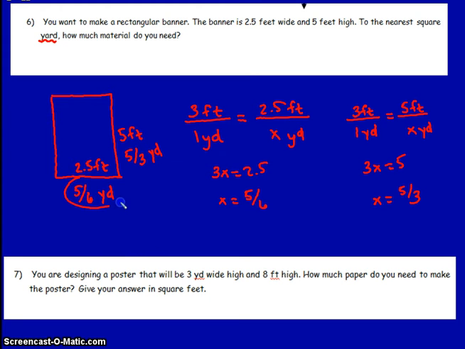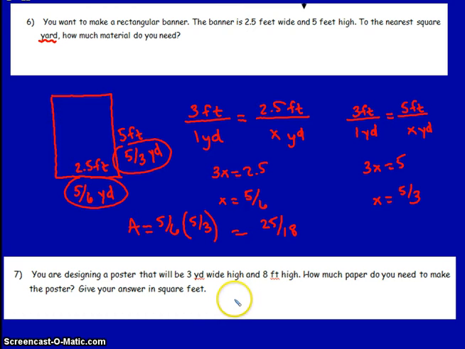And so now, using these dimensions, it says how much material do I need. And so this is an area problem because I'm wanting to have the entire poster. So I do area is length times width. So 5 over 6 times 5 over 3 gives me 25 over 18.